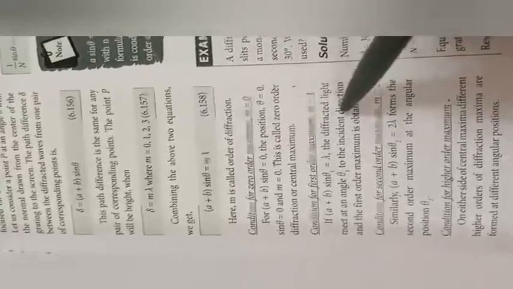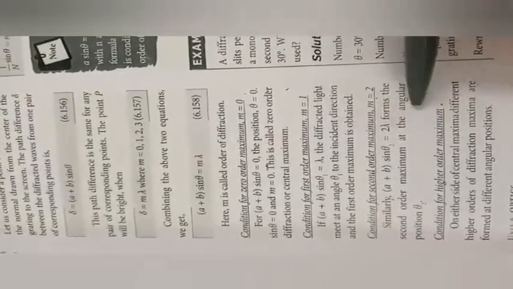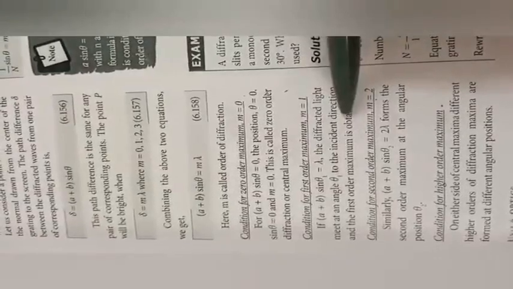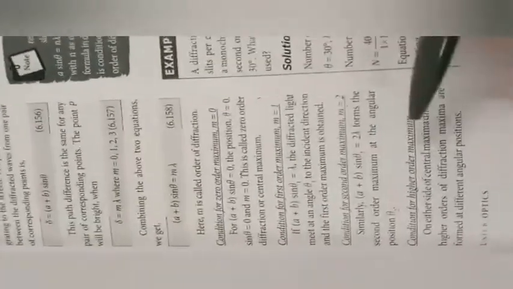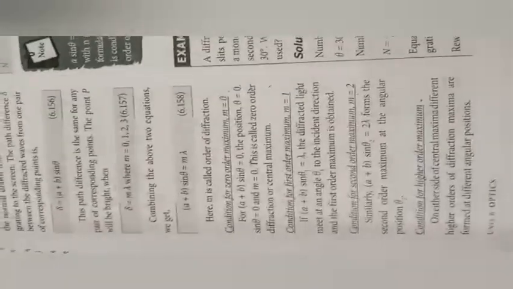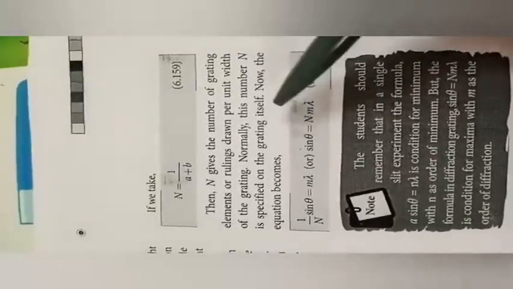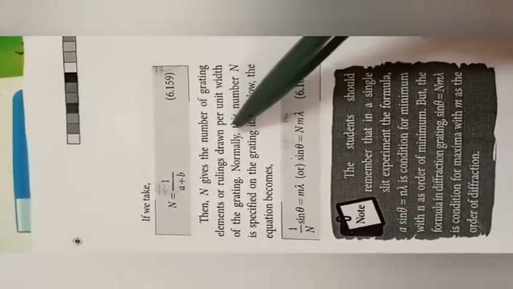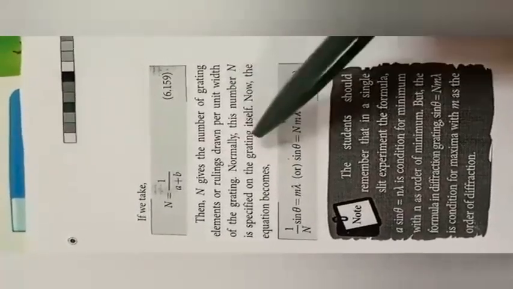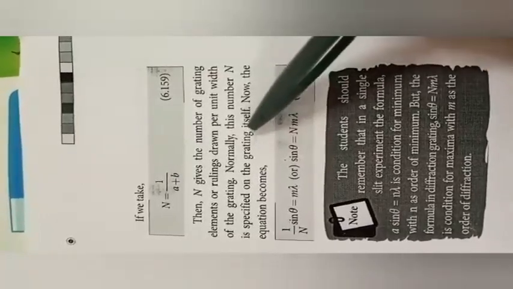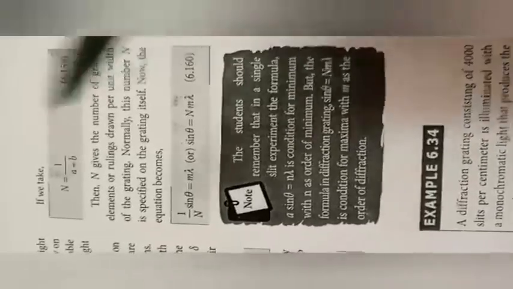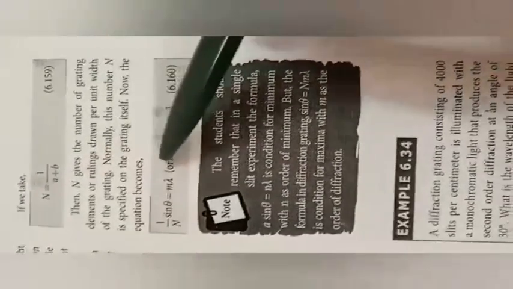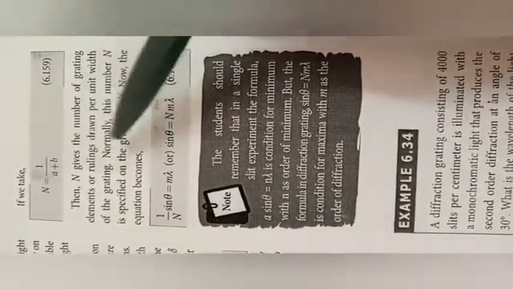Then for the first order maximum, m is equal to 1, substitute it in the above equation and get the equation. The second order is similar. So the condition for higher order maximum involves the capital letter N. Capital letter N denotes the number of grating elements, that is, the ruling on the width of the grating. So N is equal to 1 by (A plus B).